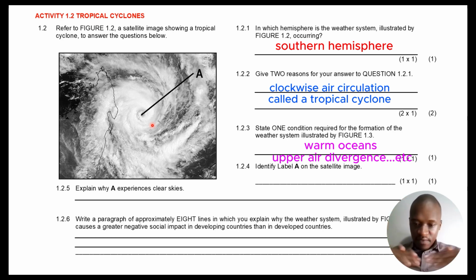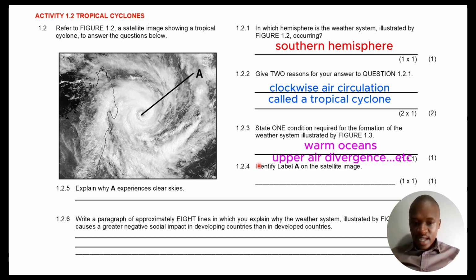So at the surface, we need convergence towards the eye. And then in the upper atmosphere, we need divergence. So we need convergence at the surface and upper air divergence. Okay, the first condition, we need warm oceans. Number two, we need convergence at the surface. Number three, we need upper air divergence.